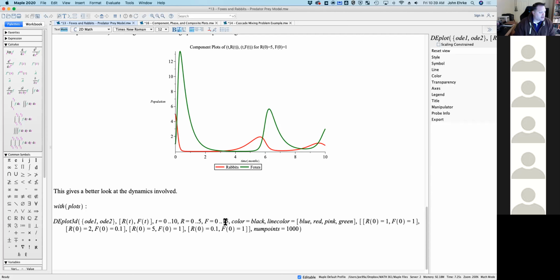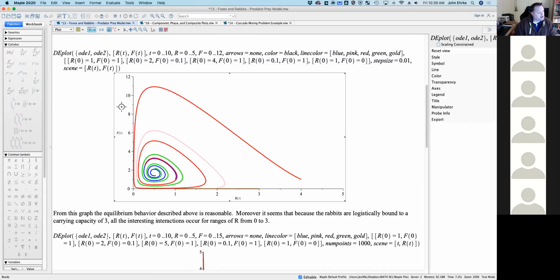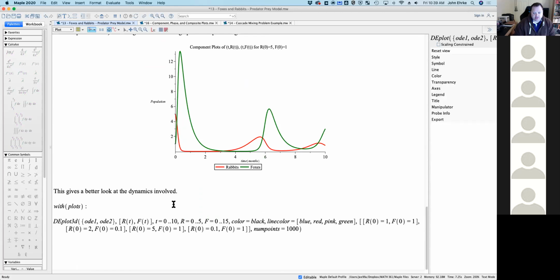So remember, the composite plot is sort of needed because if you look at this plot here, time does not factor into this at all. I don't know how quickly the populations are traveling along these trajectories. So I don't know how quick this is happening. If I want to see time involved, I need a third axis.